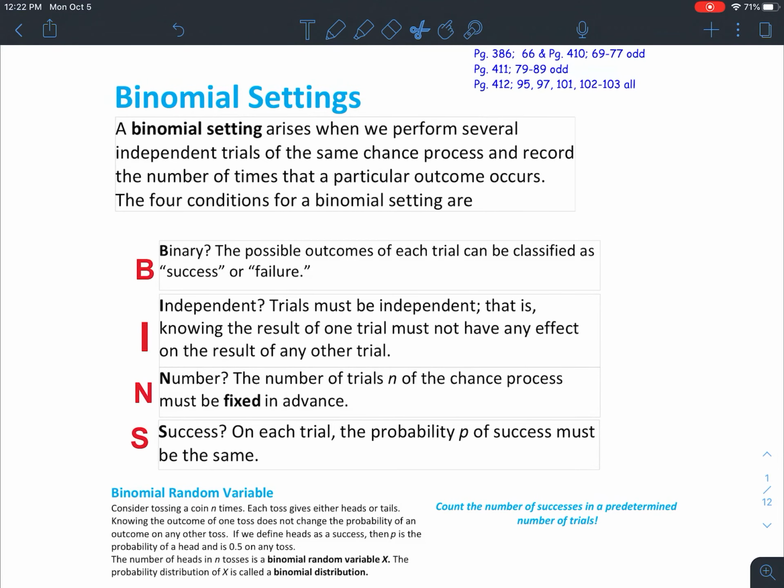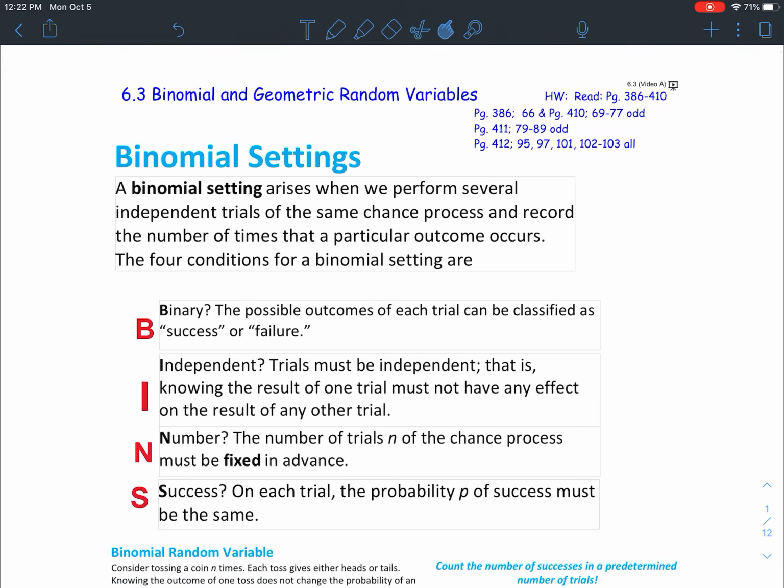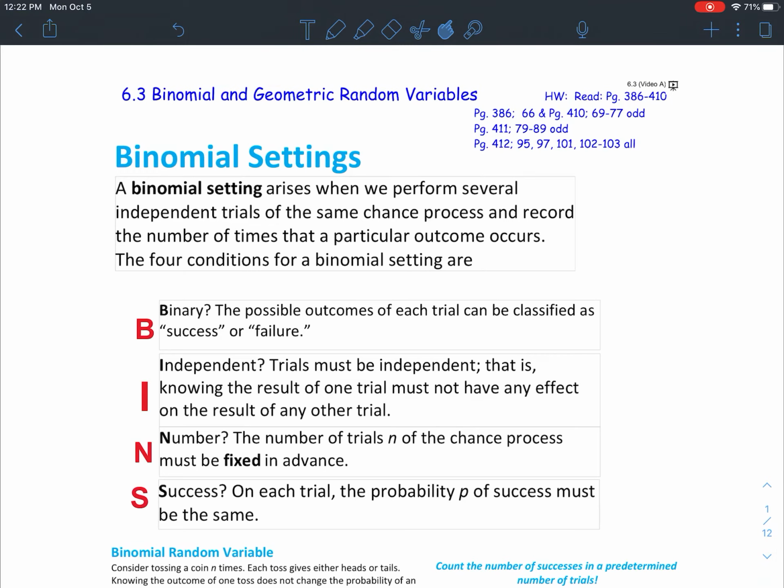Okay, we're going to be starting section 6.3 here today. This is going to be taking a look at random variables, specific types called binomial and geometric. We're going to be focusing much of this section on binomial random variables. I'm going to talk first of all just about what does it take for a random variable to classify as being a binomial random variable?